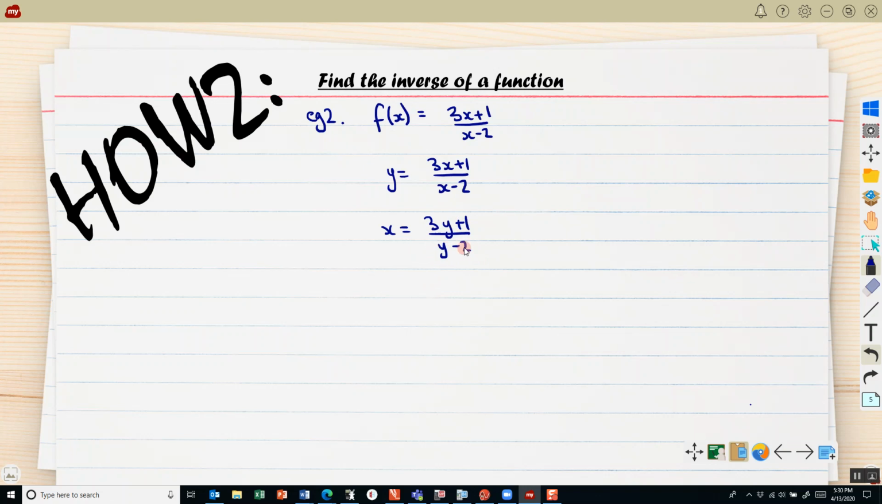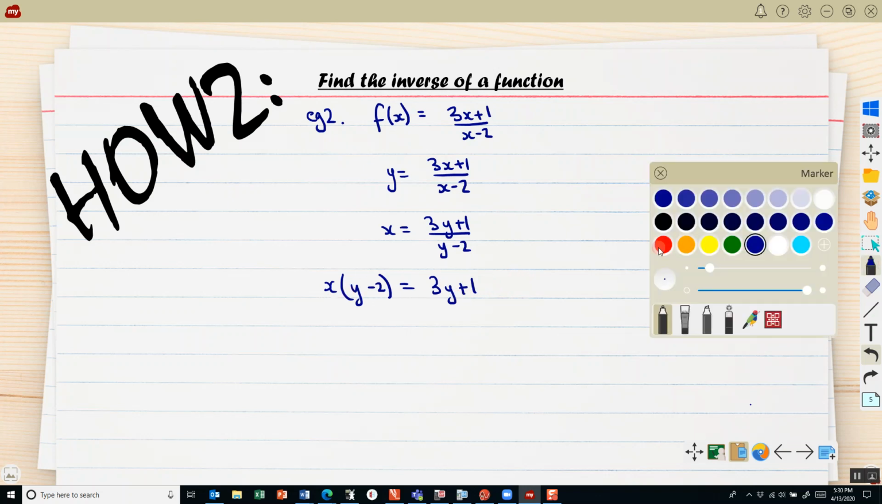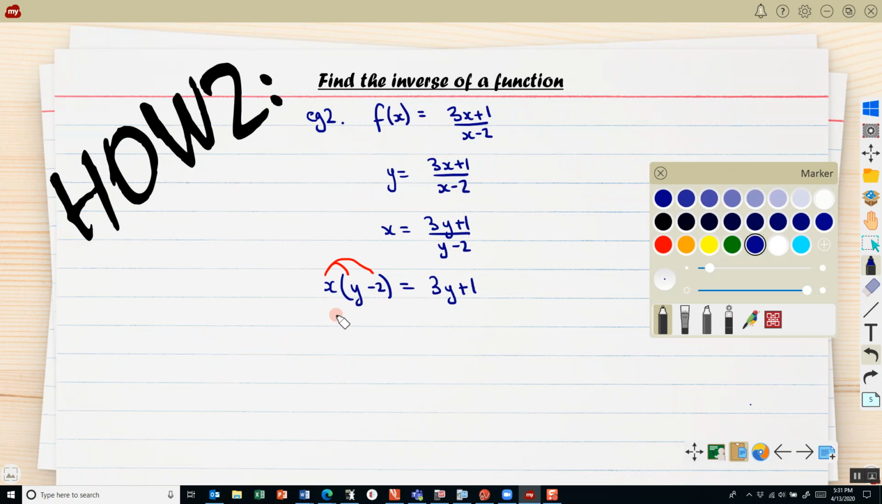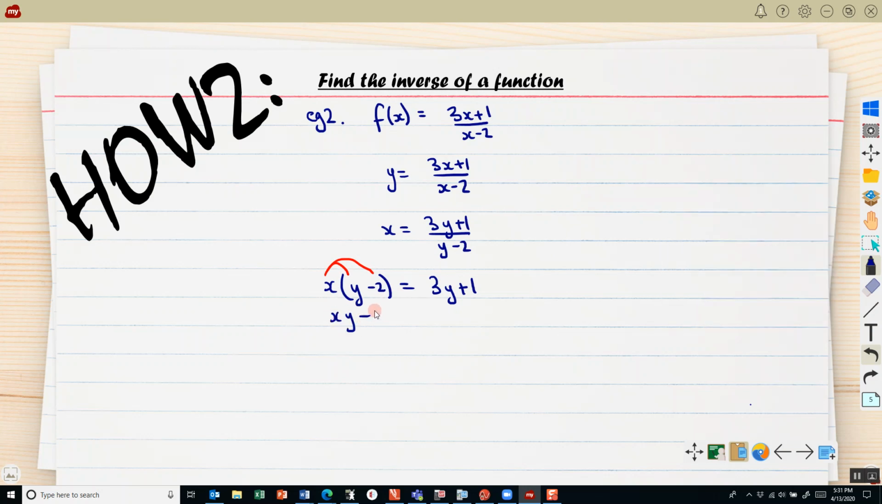So first step, I'm going to multiply both sides by y minus 2. Now you may say that this is not making it any easier. I'm trying to get this so it's y equals. My next step though is the only thing I can really do here, which is to expand this bracket. When I do that, I get xy minus 2x equals 3y plus 1.